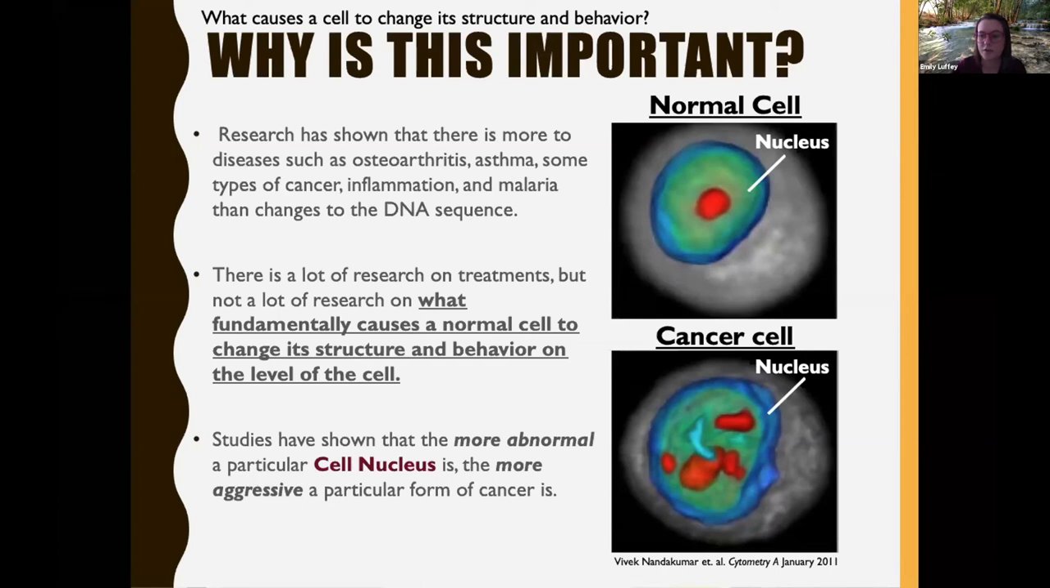The labs that I'm involved in have shown that the texture between normal cells and cancer cells are actually quite different, and that cancer cells are a lot squishier than normal cells, which allows them to move around. And as you can see in this image on the right, this is what the normal nucleus of a cell looks like, and then the cancer cell is quite abnormal. These studies have shown that the more abnormal this nucleus looks, the more aggressive a particular form of cancer is, for example.